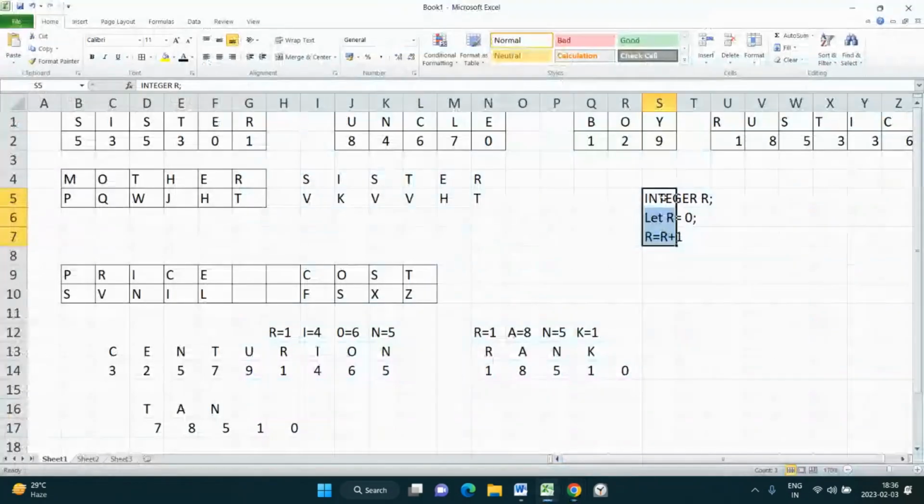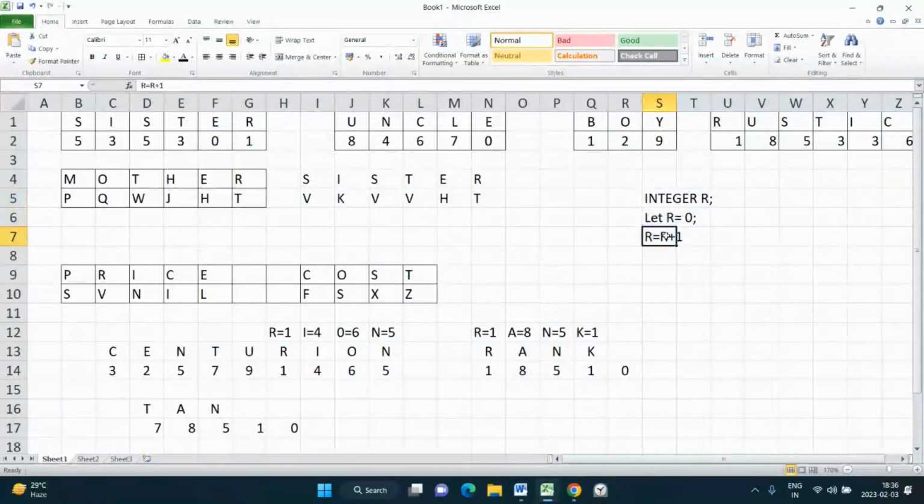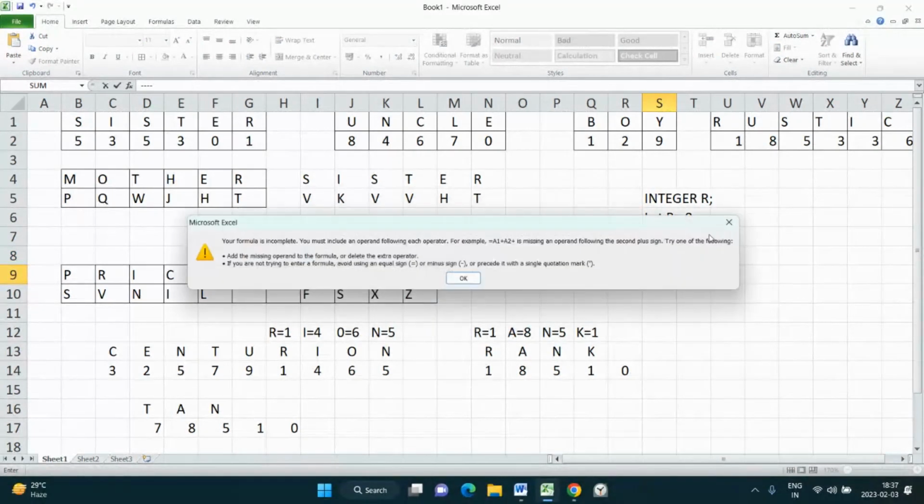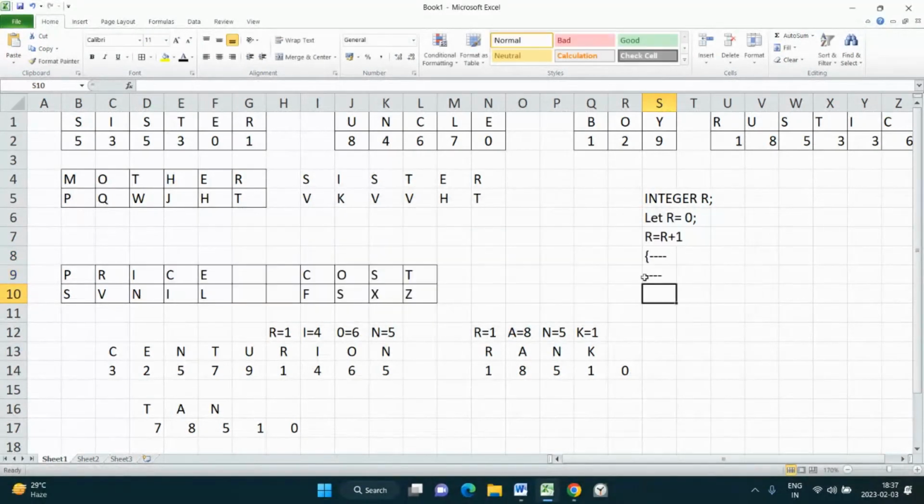So let integer r, and r is equal to 0, r is equal to r plus 1, r is equal to, then what happens? I have a set of code here. I have a set of code, okay? Again I have a set of code. Now I am closing the bracket. Then I am saying r is equal to 2.